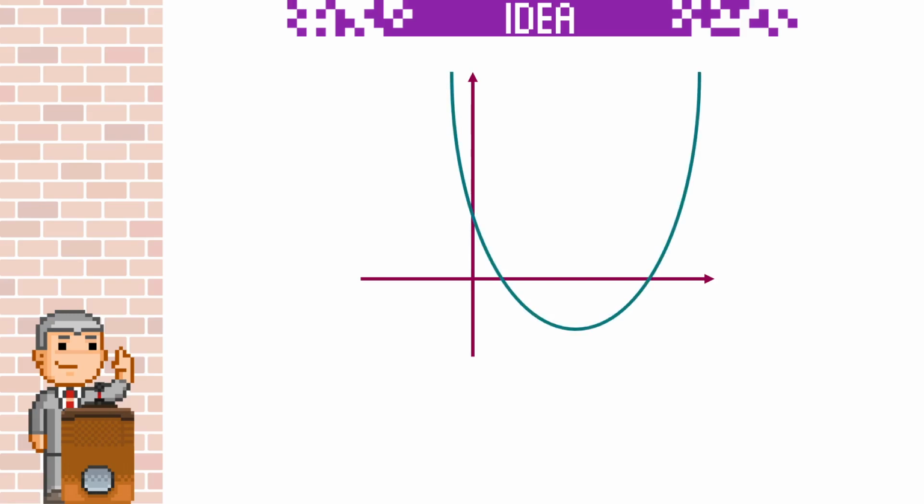First, you will need to know if the quadratic is positive or negative. If the coefficient of the x squared term is positive, the graph will be U-shaped. If the coefficient of the x squared term is negative, the graph will be upside down U-shaped or lowercase n-shaped.